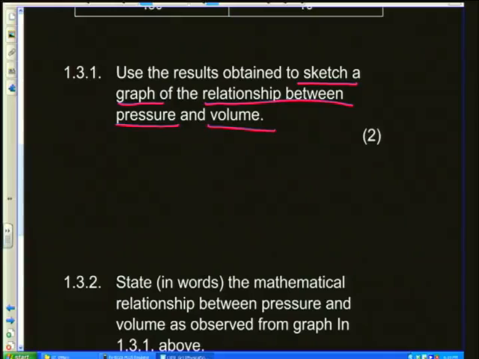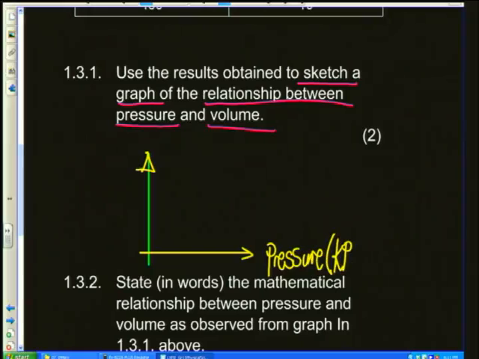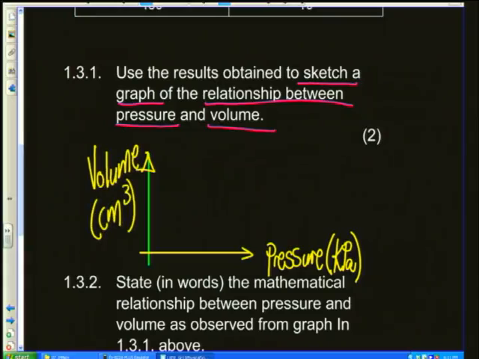Now, let's just go down and sketch our graph in there. So let's just have a line in there. We have got our axis. That's my axis there. And then here I'm going to put my pressure. That's your pressure. Remember, pressure is in kilopascals. And then your volume is in cubic centimeters. Now, remember, this is a volume versus pressure.